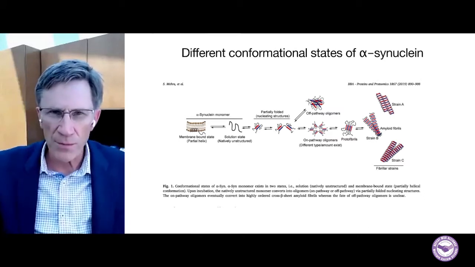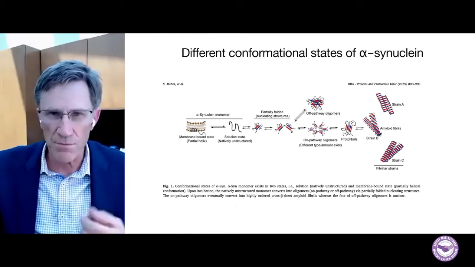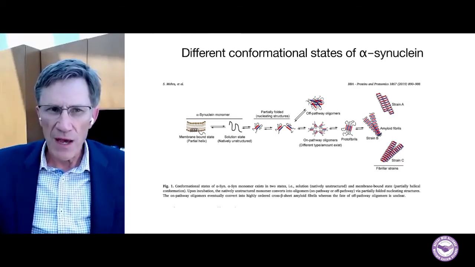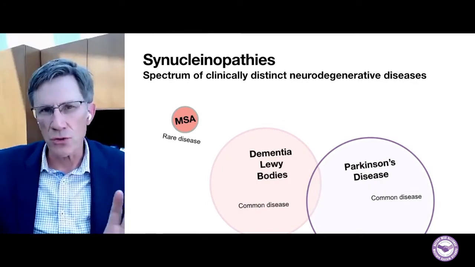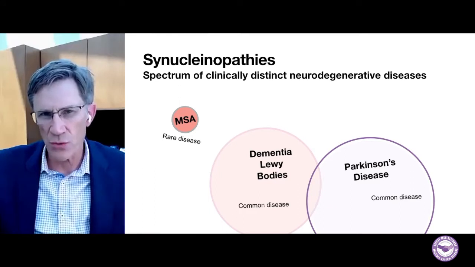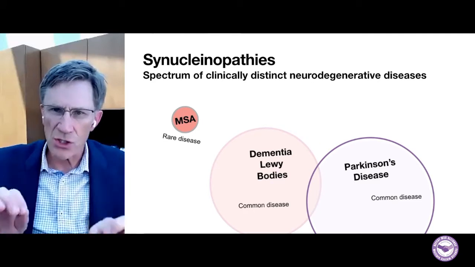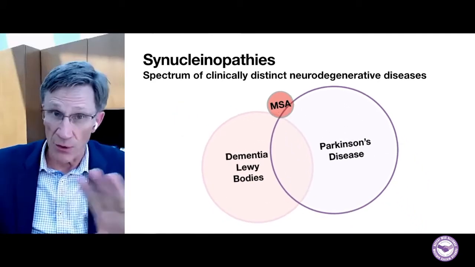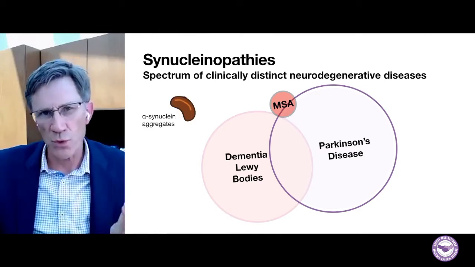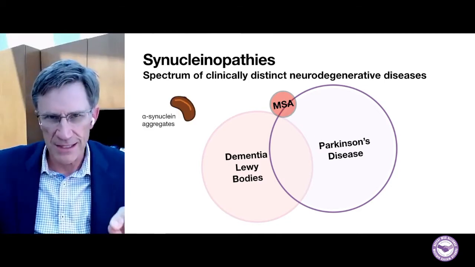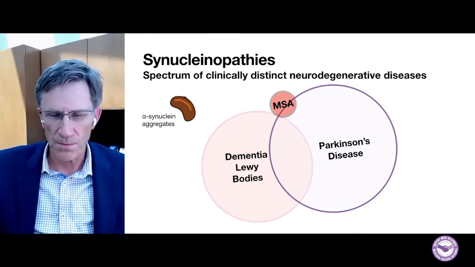And we have learned over the past 10 years or so that they will associate and be present in different brain diseases. Therefore, if you look at this slide, we have the rare disease MSA and the two relatively common diseases, dementia with Lewy bodies and Parkinson's disease, that share a certain feature, which is, they're all synucleinopathies. The feature that they share is that synuclein forms aggregates in these diseases, as you can see, the brown coffee bean shaped cartoon.